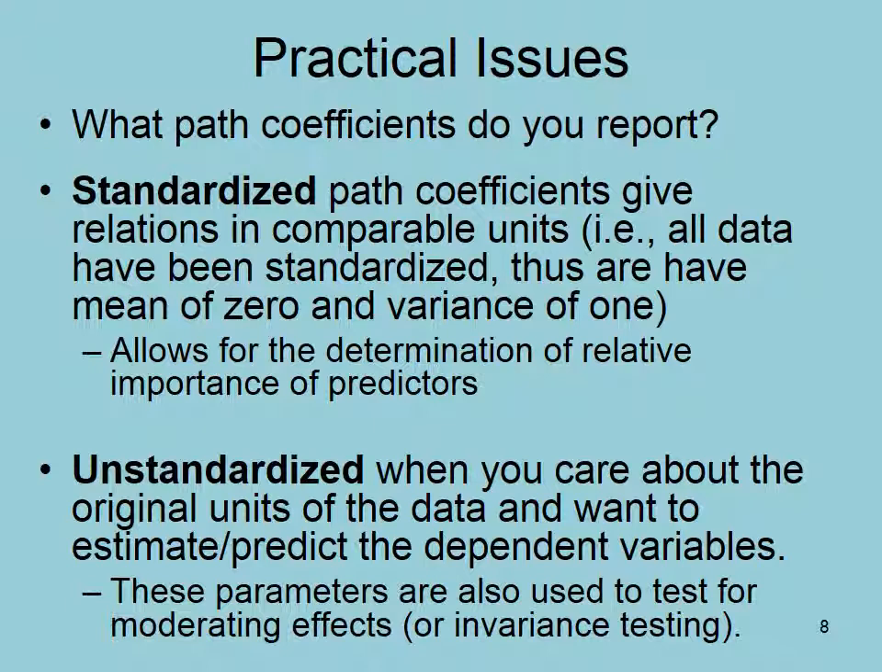However, it's often very useful to look at your unstandardized coefficients. In this case, you actually care about the original units of the data and actually want to predict the dependent variable or endogenous variable. For example, if you wanted to use employee salary and satisfaction to predict work productivity, you actually want to use the raw data to get a predicted Y value. It wouldn't be very useful to get a predicted standardized Y value. Unstandardized coefficients are also very useful for invariance testing, or testing whether the relationship between variables differs across groups.